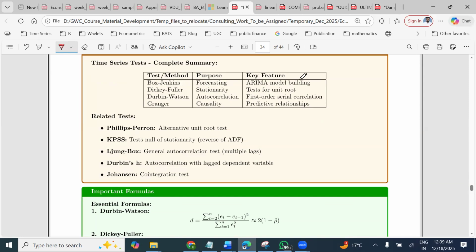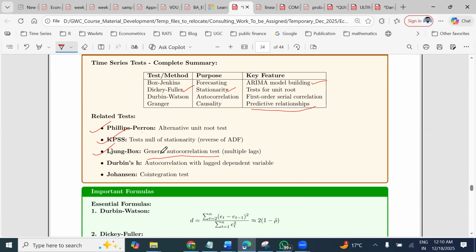Box-Jenkins is forecasting. It is used for ARIMA model building. You should know this. Dickey-Fuller test is for stationarity. Durbin-Watson you already know. Why do we use Granger causality? For causality testing; basically it is used for testing a predictive relationship. What are the related tests you should know? Phillips-Perron, KPSS, which you explored that day. Then the Ljung-Box test, which is another test for autocorrelation. This is something you have to know.